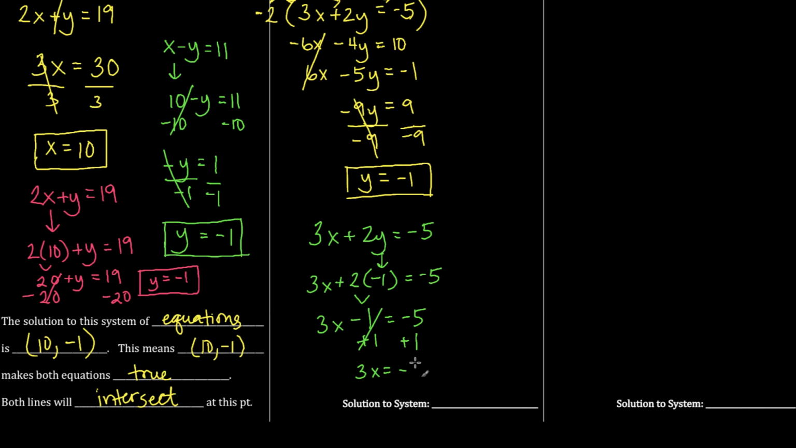Wait, something happened. Oh, right here. I see what I did. 2 times negative 1 is negative 2. I don't know why I wrote negative 1. So that's negative 2. There we go. So 3x minus 2 will give me negative 5. I will add 2. So 3x equals negative 5 plus 2, which gives me negative 3.